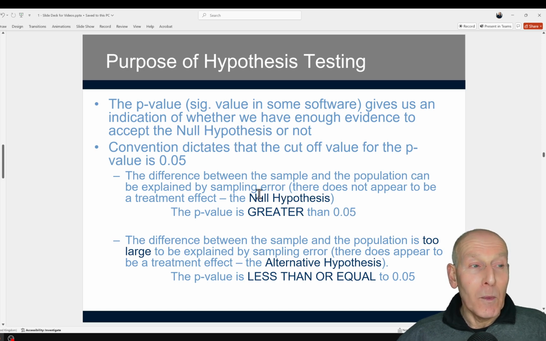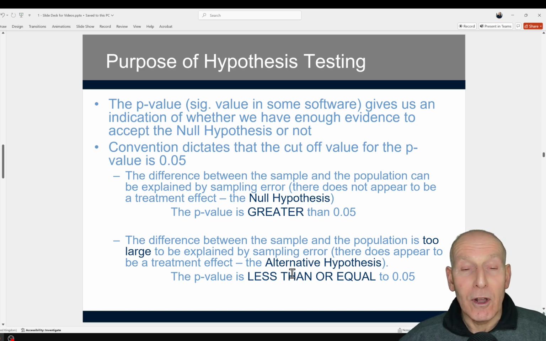So effectively we work on the premise based on this convention that if the p-value is greater than 0.05, then we're going to accept the null hypothesis, and if it is less than or equal to 0.05, then we're going to say that the alternative hypothesis is the more likely explanation for our data.